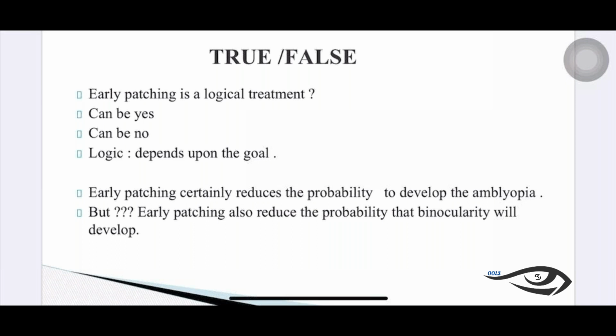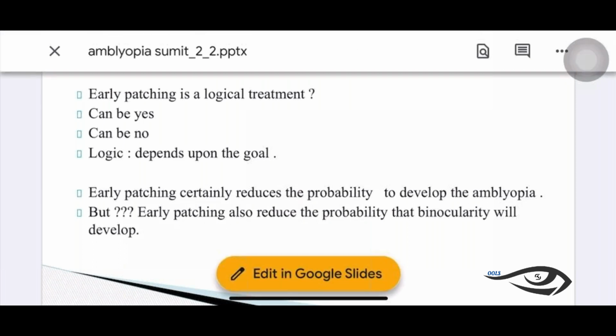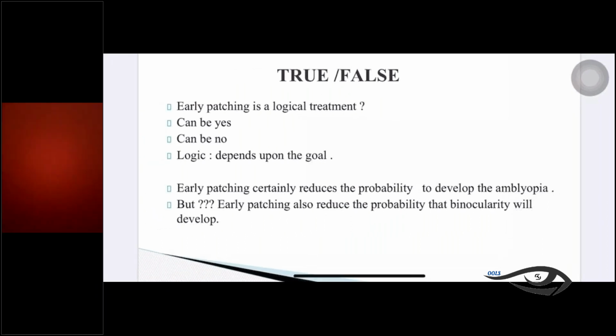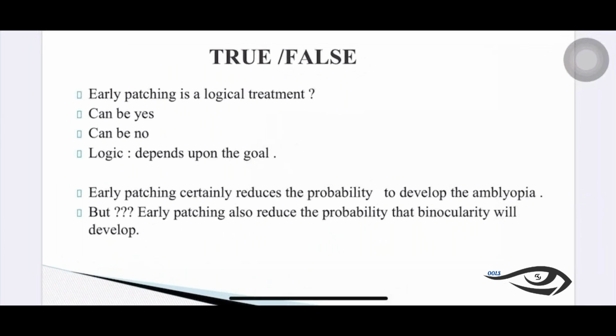But the most important thing is that early patching also reduces the probability that binocularity will develop. If we want to improve the binocularity of the person, if we want to make his ambient vision or his skills better, then we have to focus more on binocularity rather than visual acuity, which I'm going to discuss later. So it depends upon the goal, which type of goal you want. Do you want to develop his visual acuity basically, or do you want to develop his overall skills? That is the main thing.